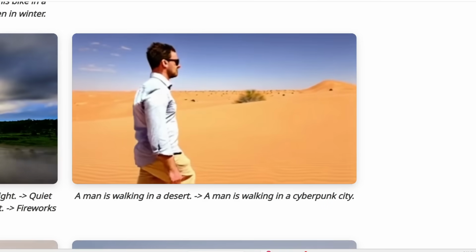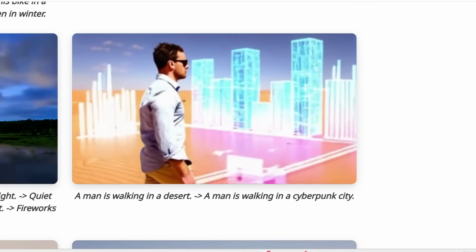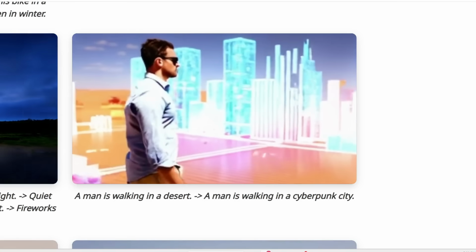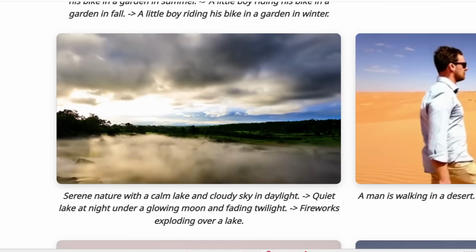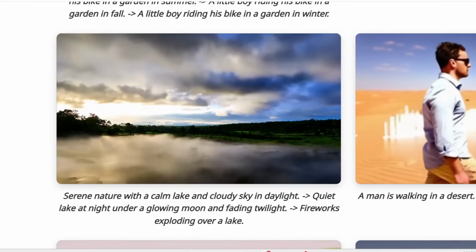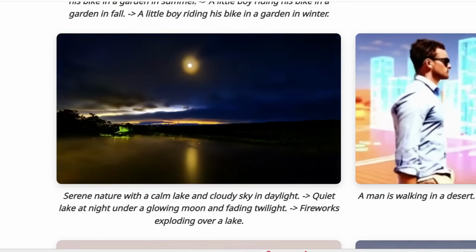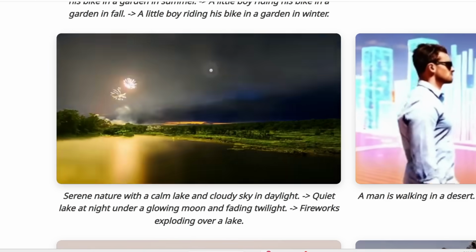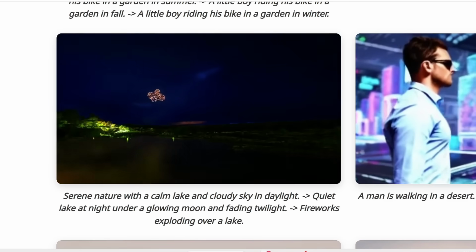Or here, if the initial prompt is a man walking in a desert and you change him to walk in a cyberpunk city, it does kind of add a cyberpunk city to the scene like this. Or here's another example where first, we have a calm lake and cloudy sky in daylight, and then we turn it into nighttime with a glowing moon, and then we have fireworks exploding over a lake. And the transition is pretty seamless.